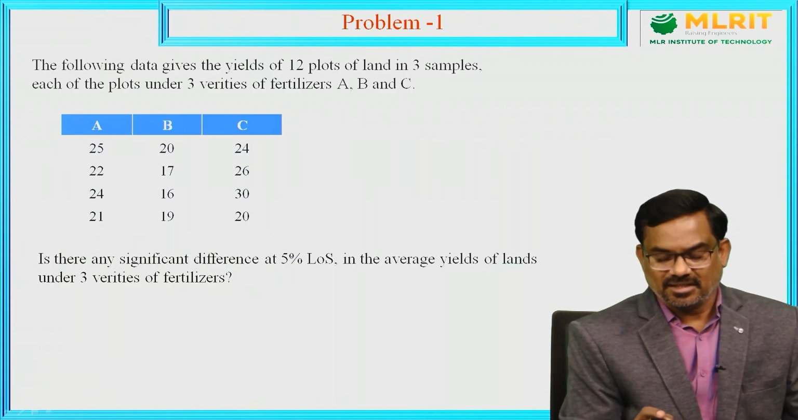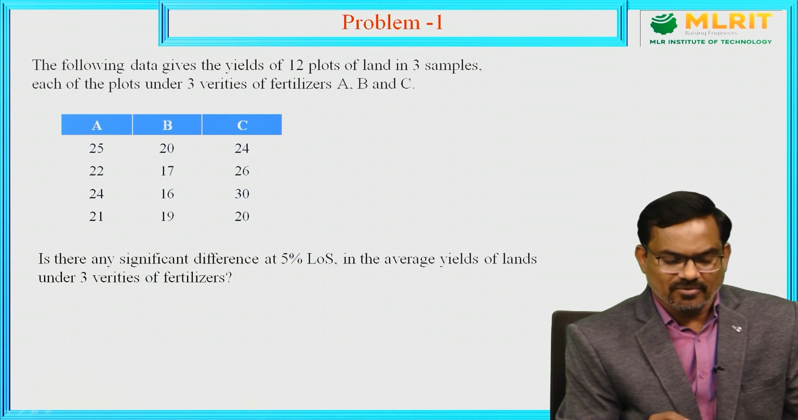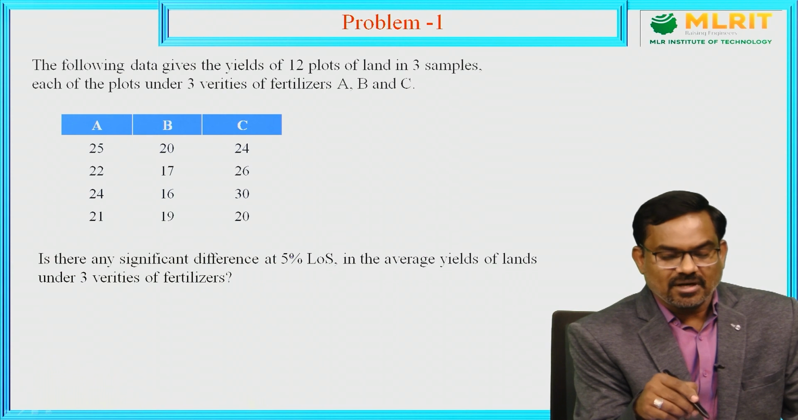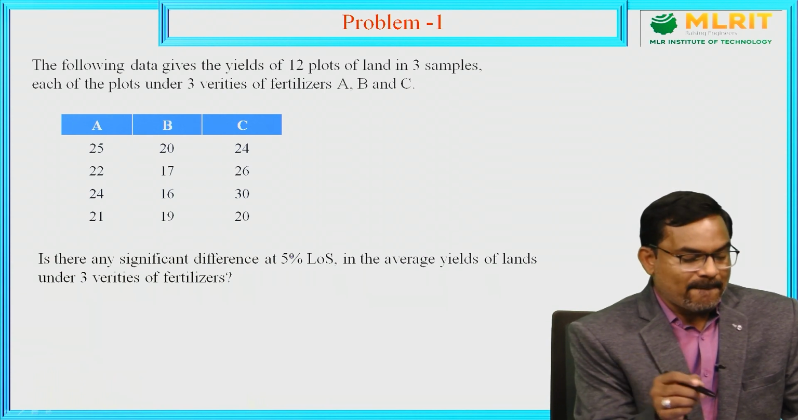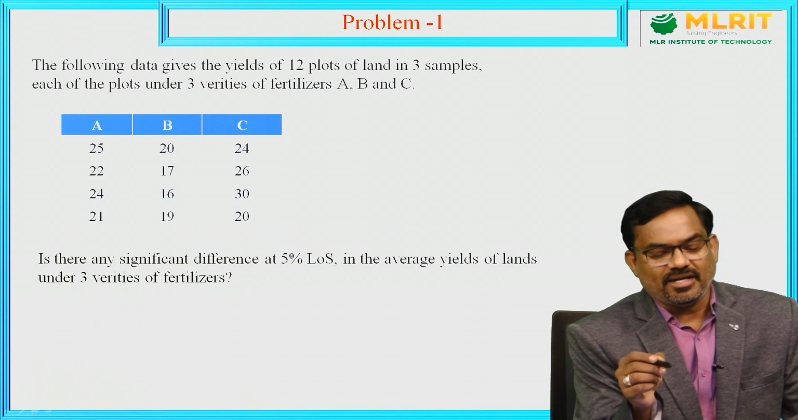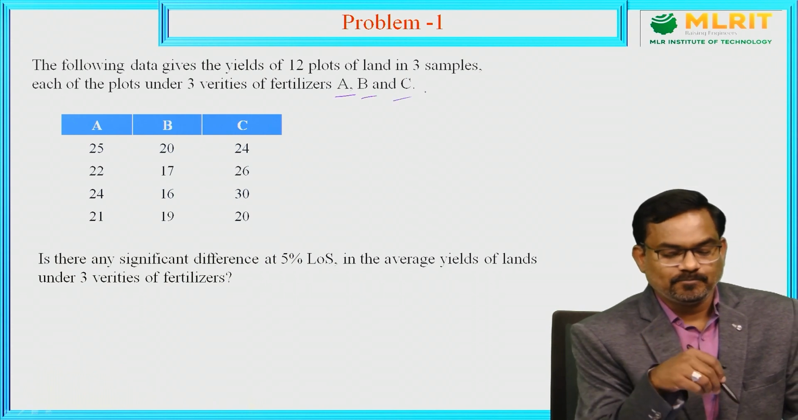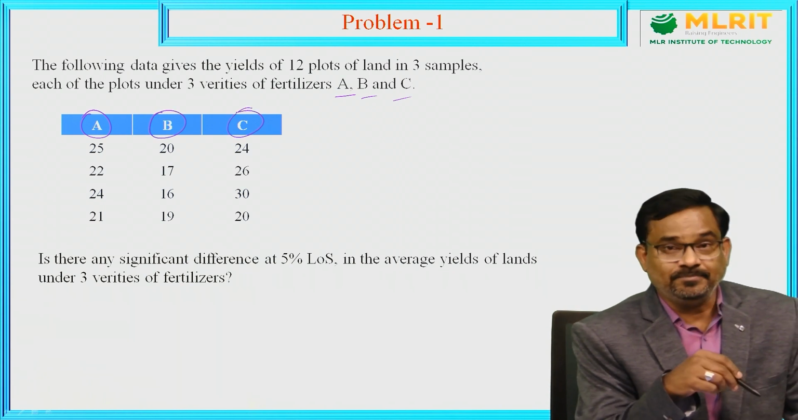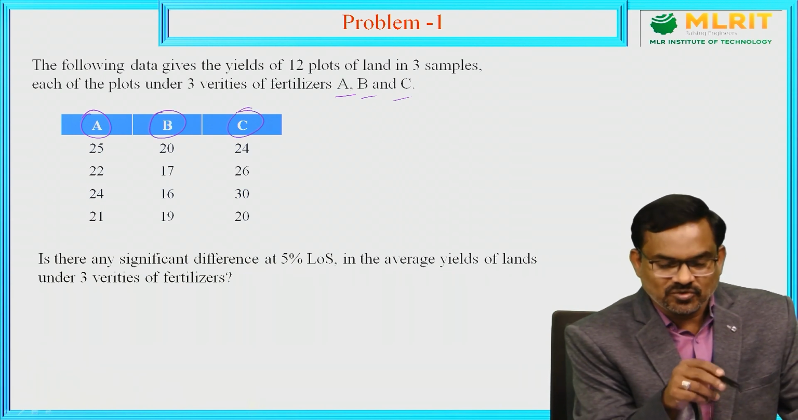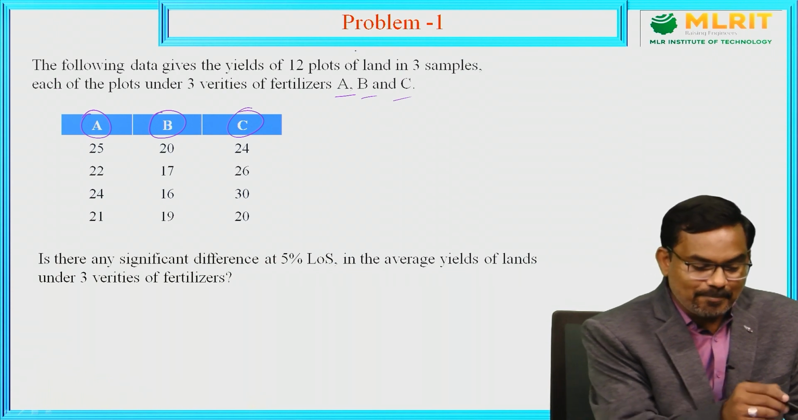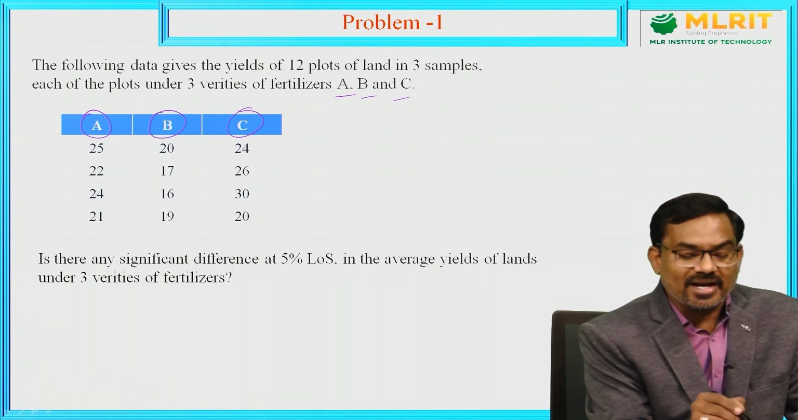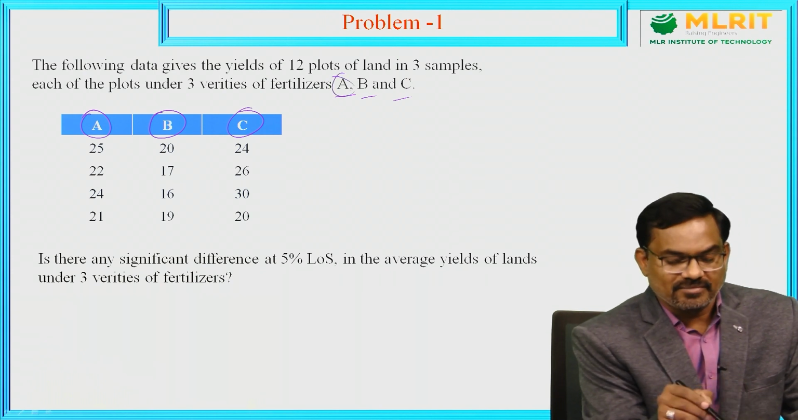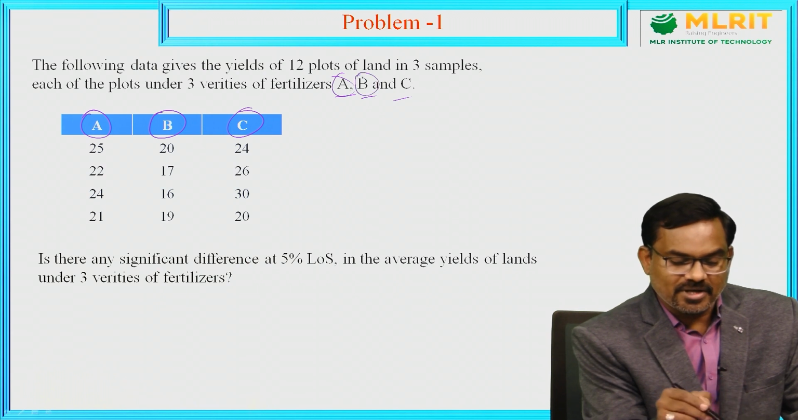Now, let us discuss one example on the ANOVA test. The following data gives the yields of 12 plots of land in 3 samples, each of the plots under 3 varieties of fertilizers A, B and C. So, there are 3 different samples, sample A, sample B, sample C. Overall observations are 12 values, 12 plots. Fertilizer A comes under sample 1, fertilizer B sample 2, fertilizer C sample 3.